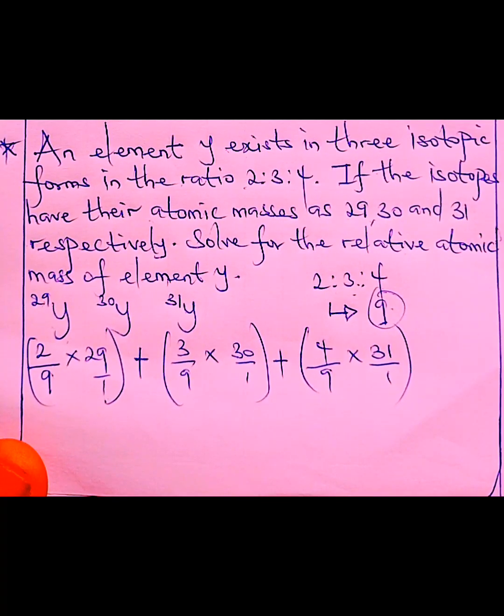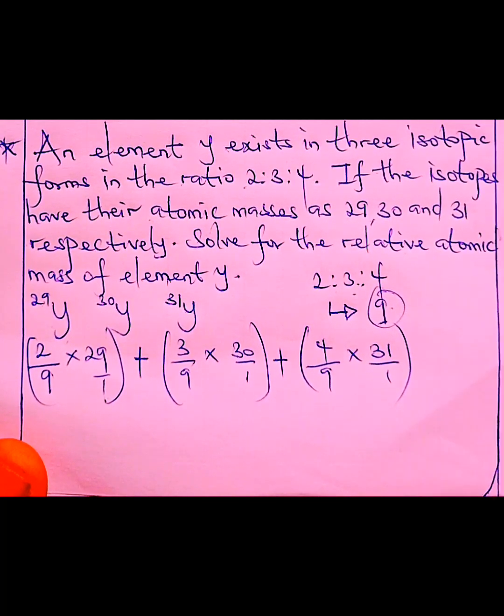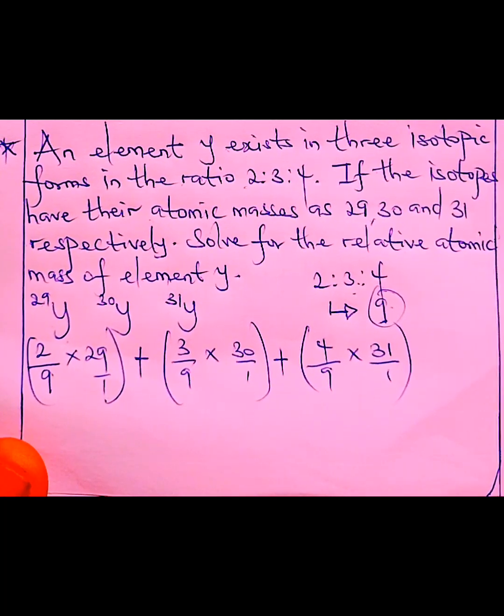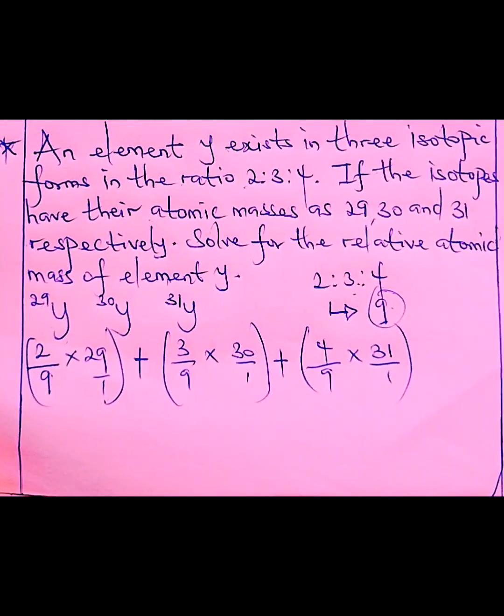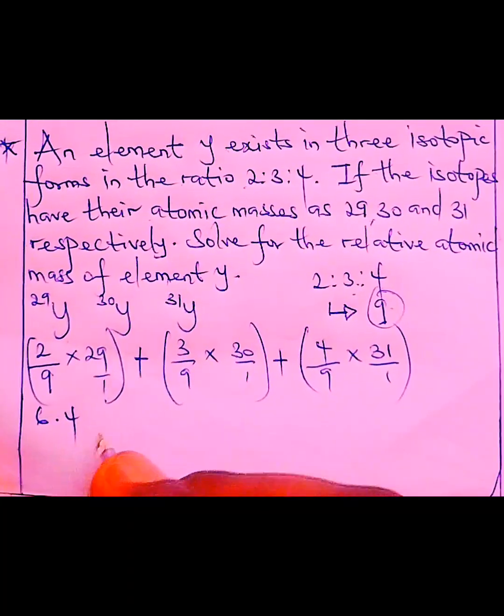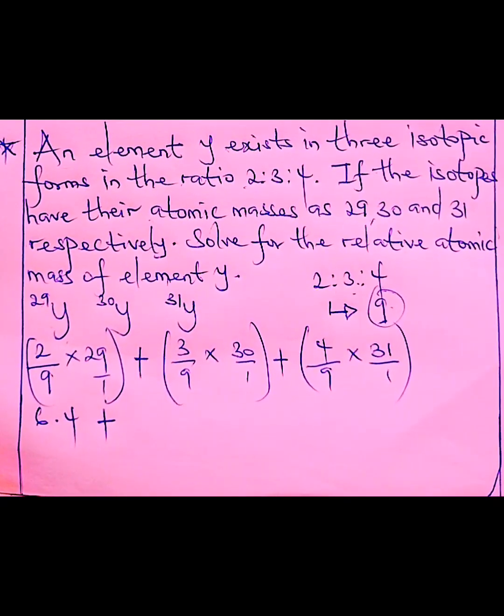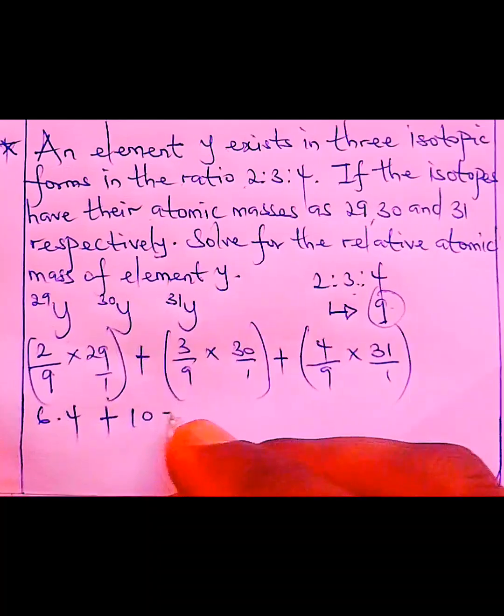Very simple. So let's quickly punch the figures into our calculator. So 2 times 29 divided by 9. What do we have? We have 6.44444, a recurring decimal. That's 6.4. Then plus the next thing, 3 times 30 divided by 9. What do you have there? We have 10. That's what we have. That's just a whole number.